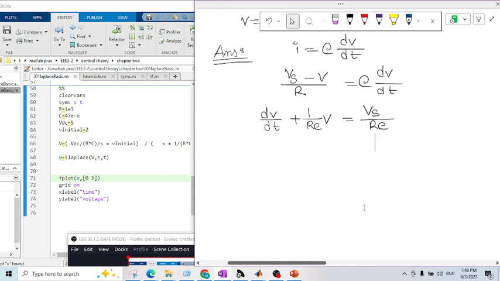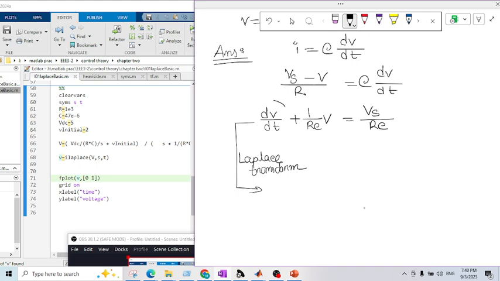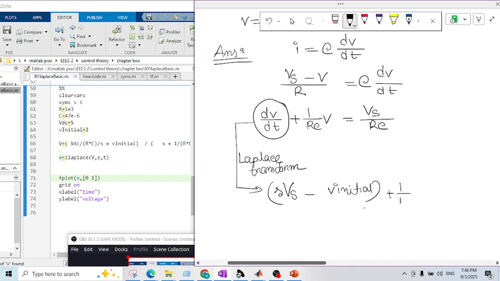And then we have to transform this equation into S domain. That means we will do a Laplace transform here. And how to do Laplace transform? This dV by dt will become sV minus V0, right? And this V0 is actually V initial in our code. And then we have 1 by RC, Laplace transform of the voltage.